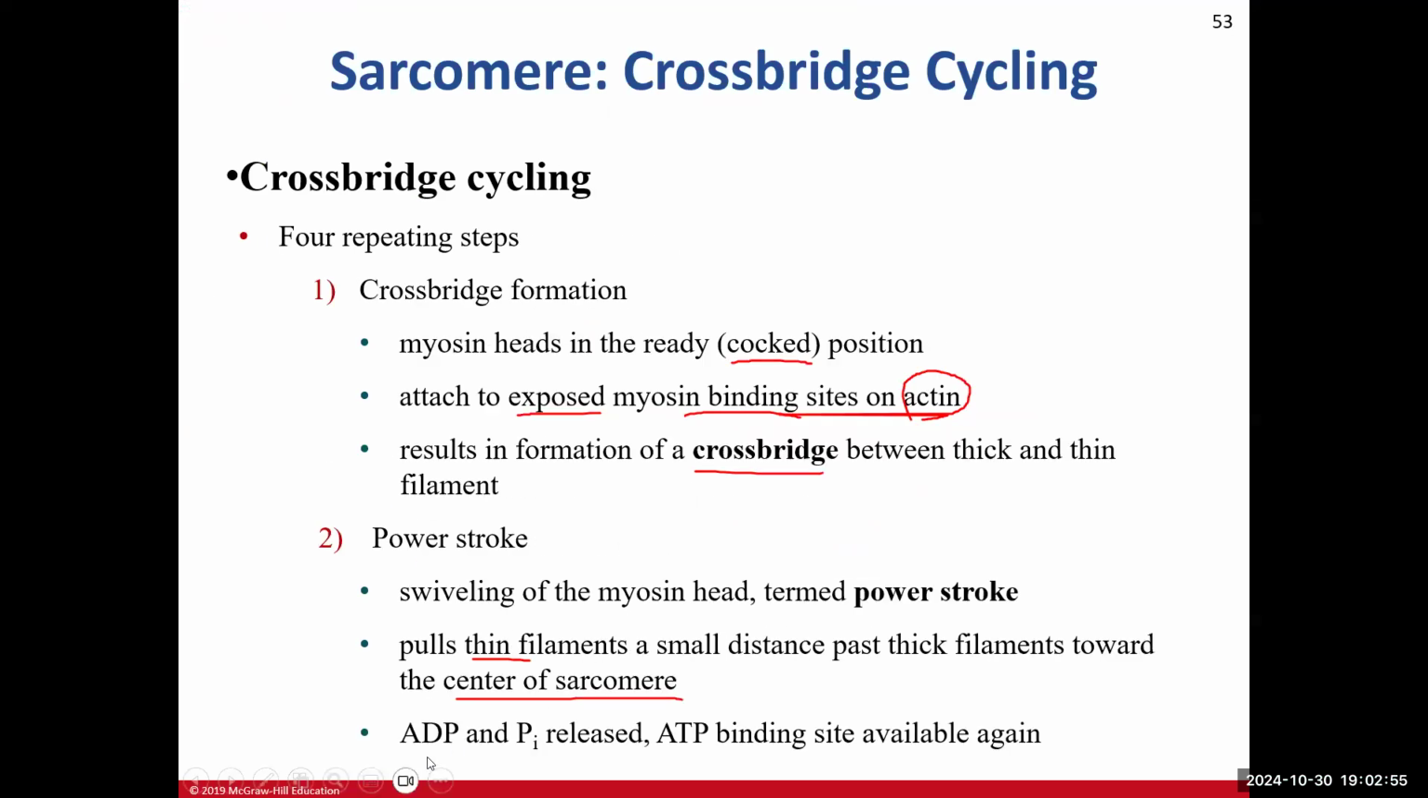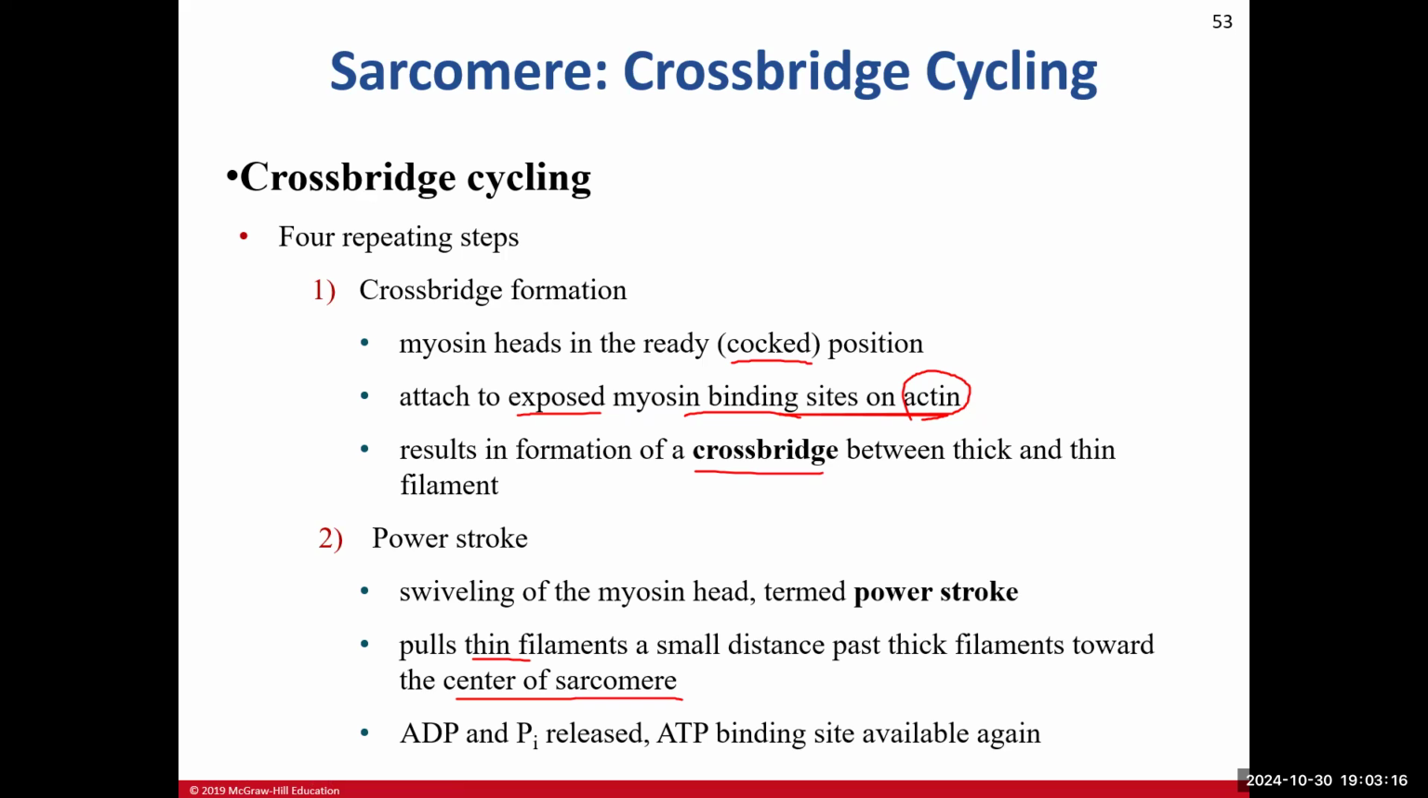Okay, so that's the last point here at the bottom of the screen. ADP and the inorganic phosphate are released during the power stroke. I'll show you the video, all right? And so once that happens, now that ATP binding site is available for another ATP molecule to come on.